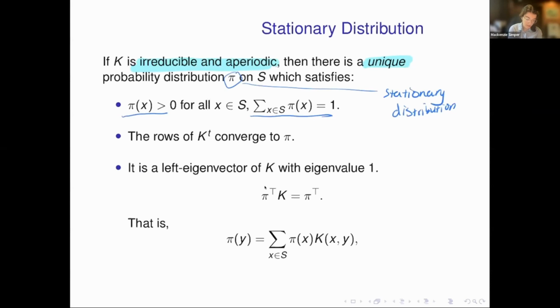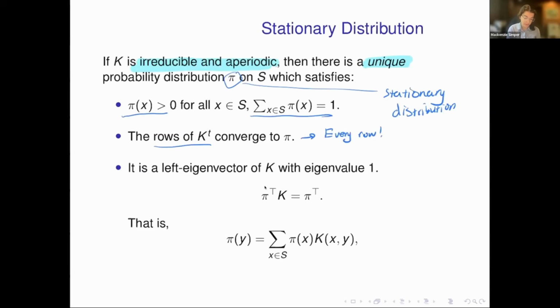And then we have this long run or long-term limiting behavior that we were talking about. The rows of k^t converge to pi. And, you know, I'll emphasize every row. So here, this answers the question of, does the limiting distribution depend on where you start? No, not if your chain is irreducible and aperiodic.